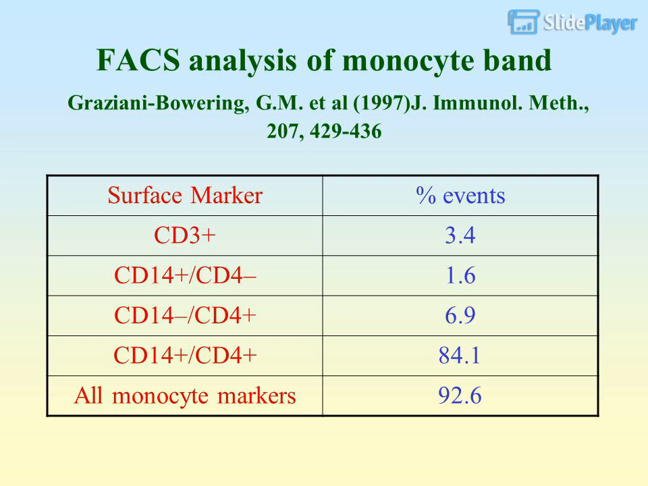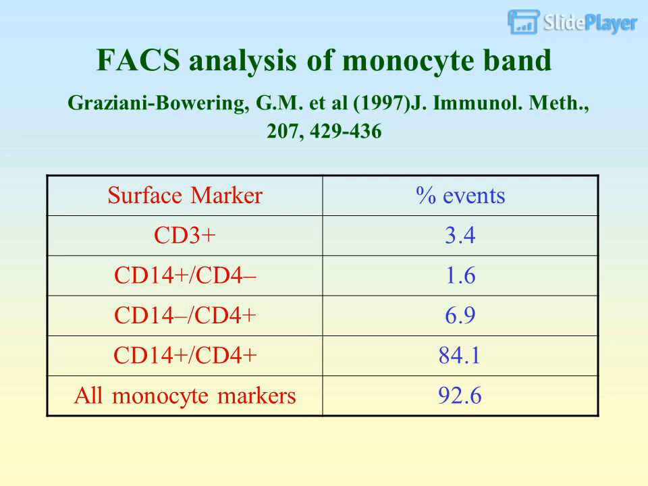Surface marker. Percent events. CD3+: 3.4. CD14+/CD4-: 1.6. CD14-/CD4+: 6.9. CD14+/CD4+: 84.1. All monocyte markers: 92.6.